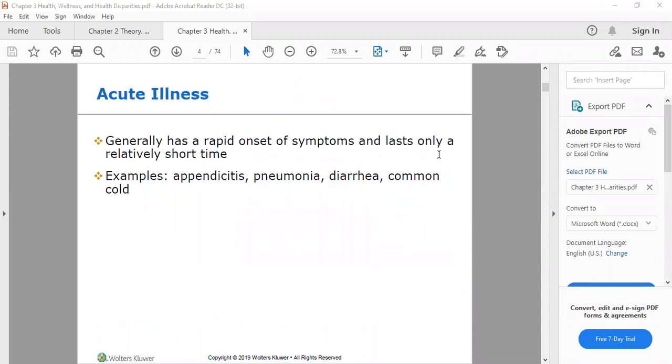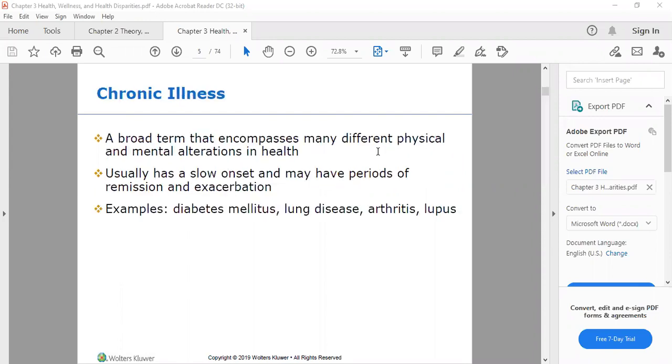So acute illness, short onset, lasts only a few days, things like appendicitis, pneumonia, diarrhea, or a common cold. Chronic illnesses are things that last a long time, slow onset, and might have periods of remission or exacerbation. And examples would be things like diabetes, COPD, emphysema, arthritis, lupus, those kind of things.